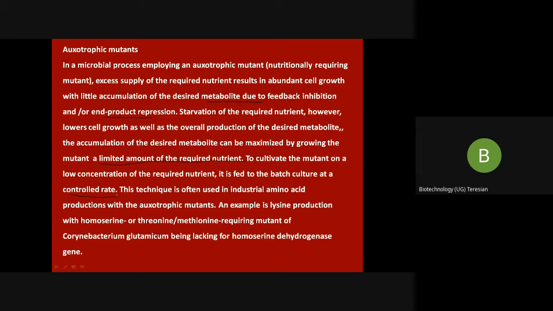So this technique is often used in industrial amino acid production with auxotrophic mutants. When you are producing these amino acids industrially using auxotrophic mutants, I told you auxotrophic mutants are deficient in a particular amino acid. For example, here you see Corynebacterium glutamicum lacking homoserine dehydrogenase. So it doesn't have that enzyme's gene, and it is unable to produce homoserine de novo. It cannot produce it because the gene itself is not there. So what you provide is homoserine or threonine.